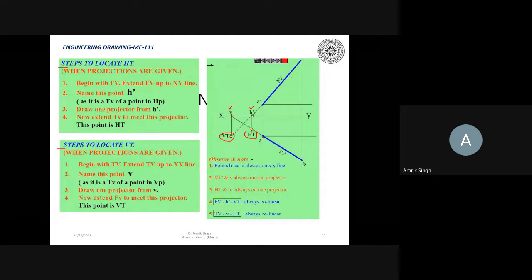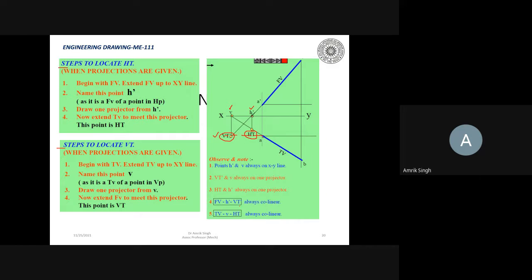When we have drawn this front view, we will extend this line. Where it cuts, this will be the H dash, and we will draw a perpendicular from here. Similarly, we will extend this top view. Where it cuts, it will be V, so we will draw it here. Where it cuts, it will be the HT. And where this point cuts this line, it is the VT.